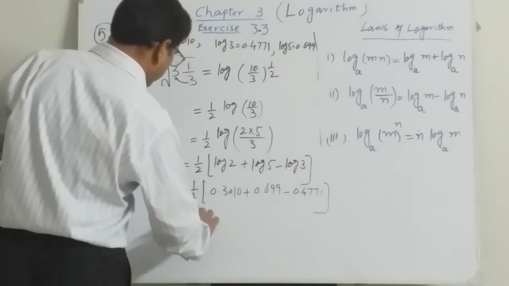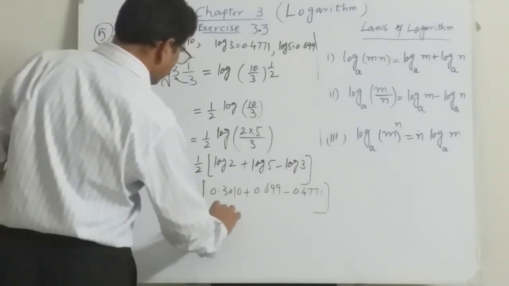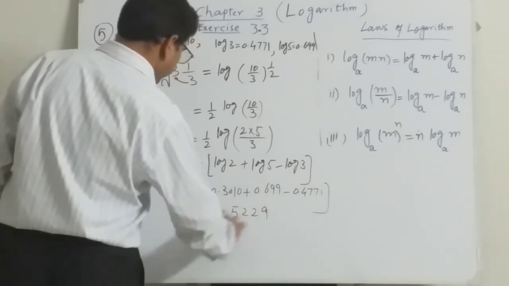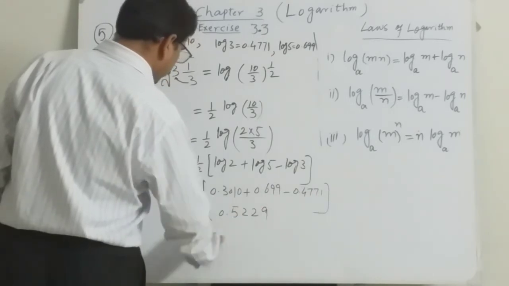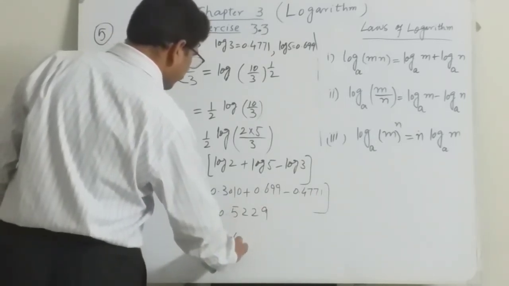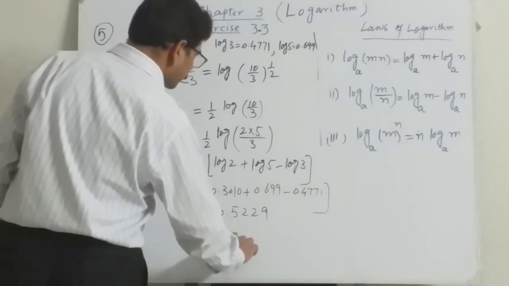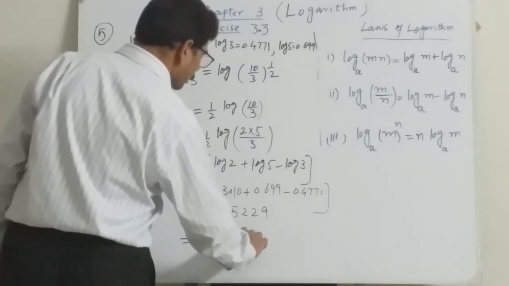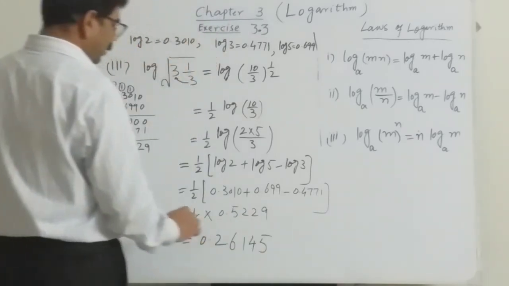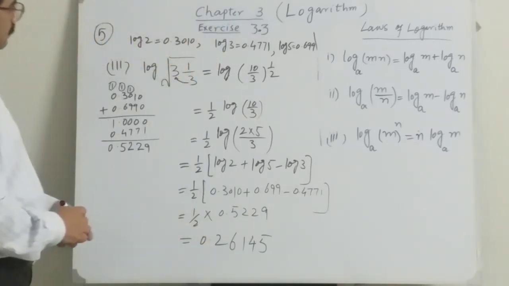Therefore we will have 1 over 2 multiplied by 0.5229. When we divide 0.5229 by 2, we will have 0.26145. That will be the answer.